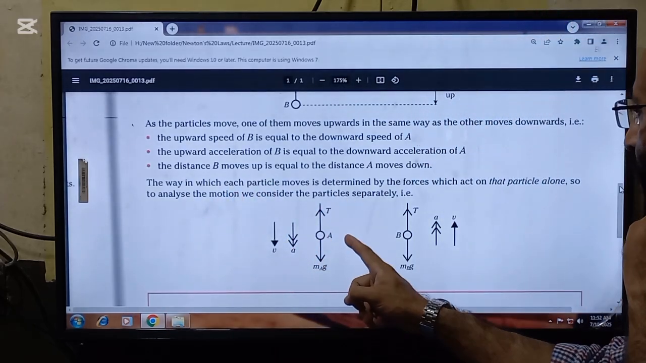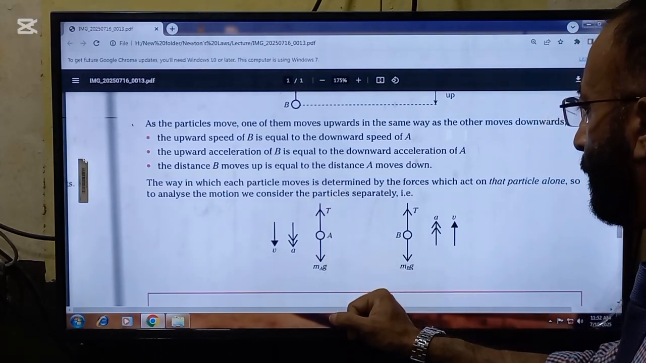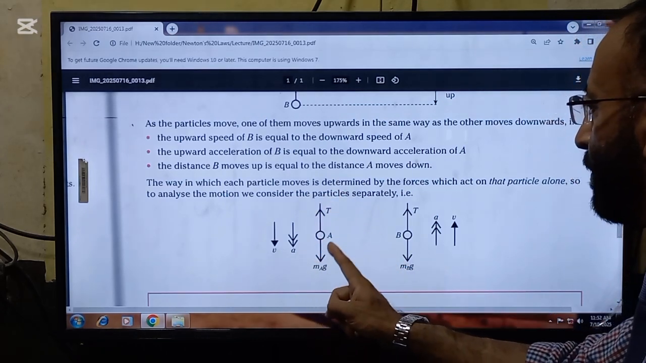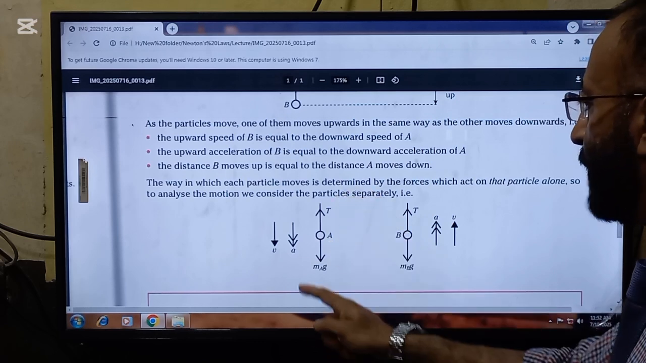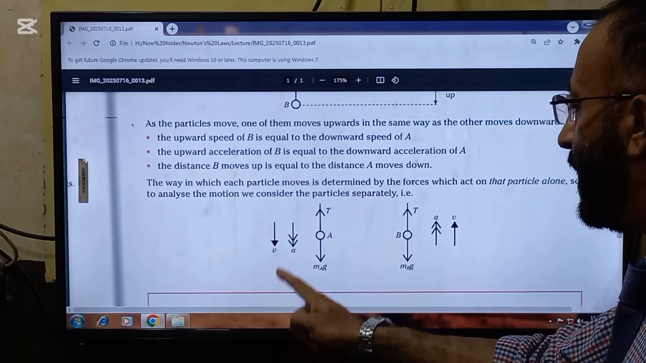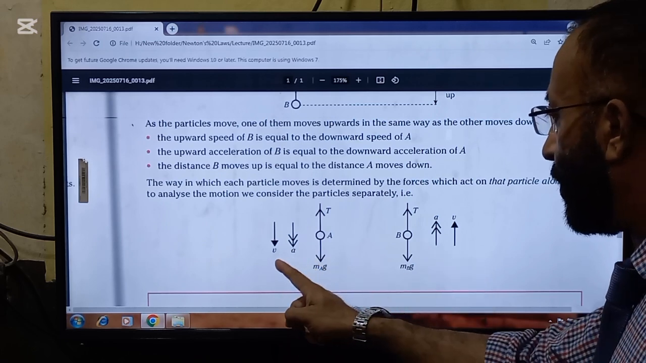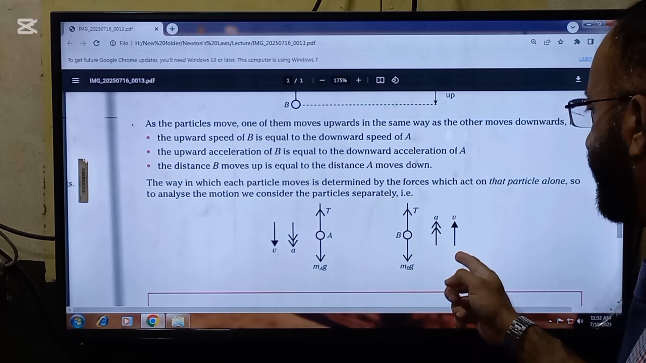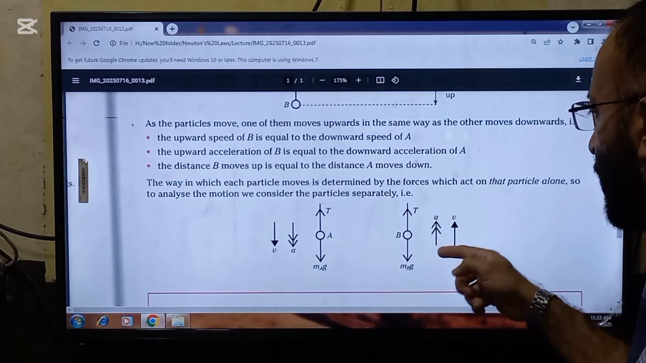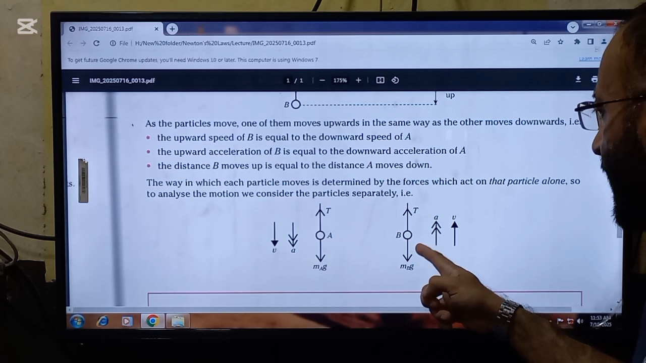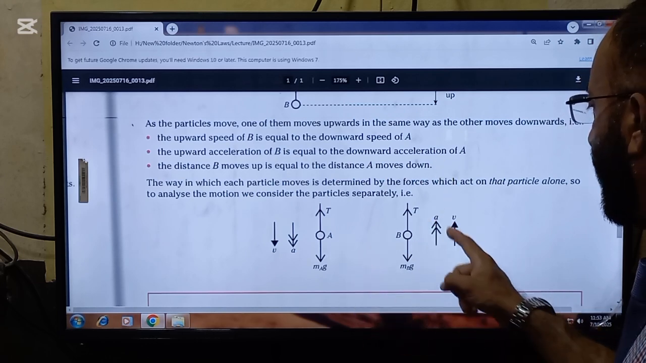So look now, here is the body A. Weight will act downward, tension will be upward, acceleration will be downward because A's mass is greater than B's. So A will move downward and the velocity will also be in the downward direction. Okay, in the second body, velocity will be equal, but in this body the velocity will be in the upward direction because the mass of body B is less than the mass of body A. So that's why body B will move upward.